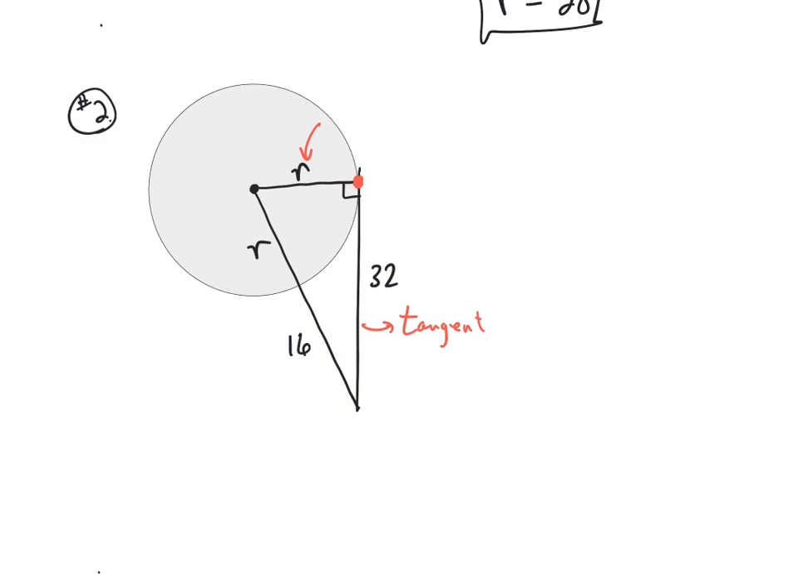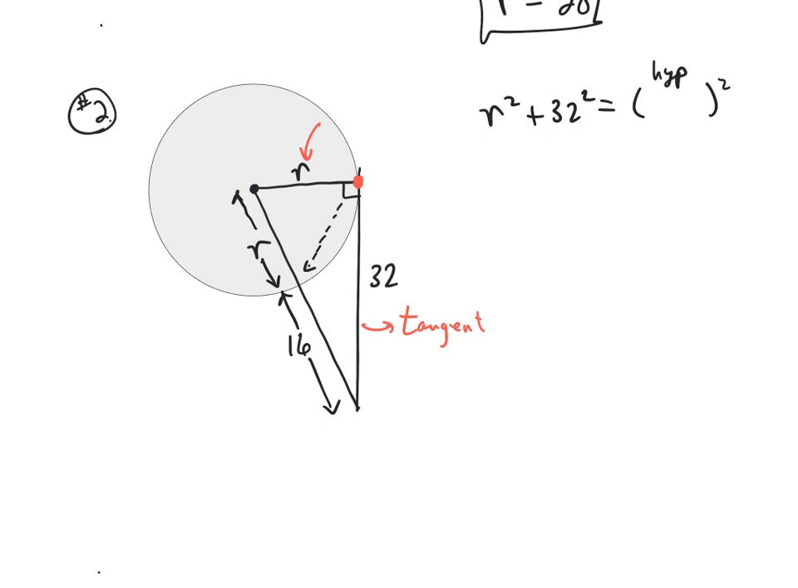Okay, I just made this one a little bit tougher because when I ask you for the hypotenuse, I just need you to notice that the hypotenuse is broken into two chunks. This chunk, r, and then this chunk, 16. So when we write down the Pythagorean theorem, leg squared plus leg squared equals hypotenuse squared.